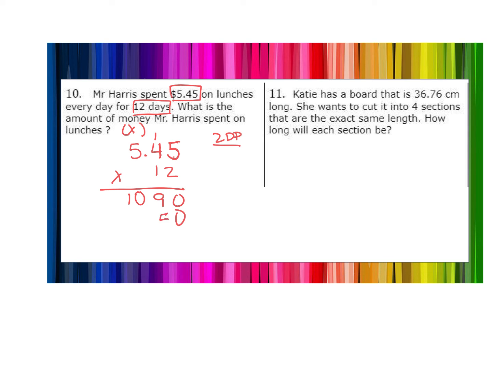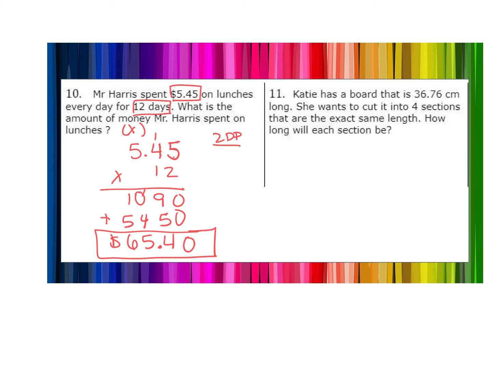1 times 5 is 5. 1 times 4 is 4. 1 times 5 is 5. Add down. 9, 10, 11, 12, 13, 14. 1 is 5, and then 6, and my 2 decimal places. So $65.40 is what he spent.